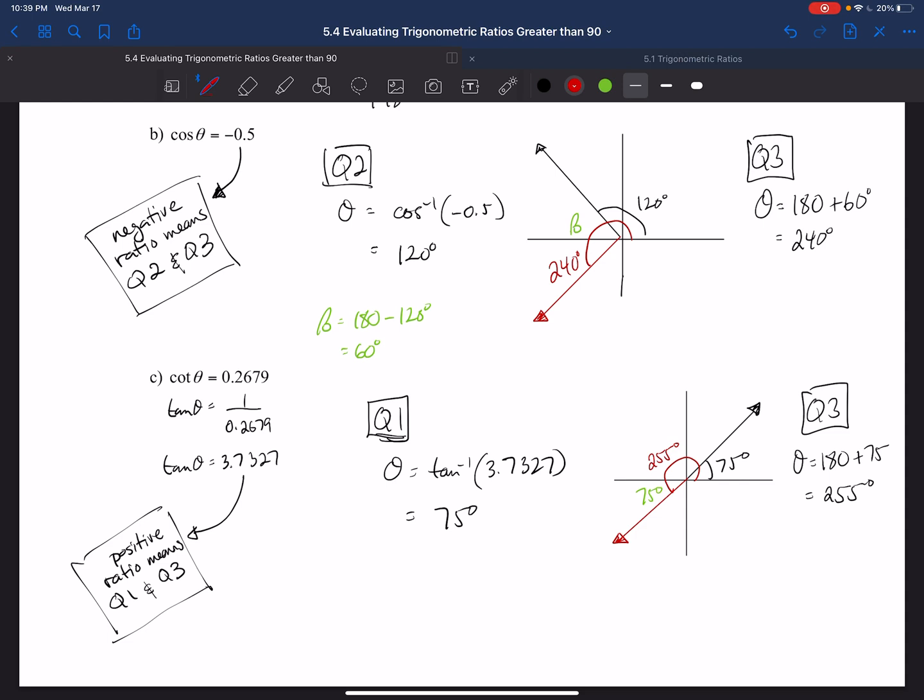Okay, so every ratio has two angles that belong to it. You just have to figure out what quadrant they're in and what angle it is. And that depends on the CAST rule. So you're looking to see what the ratio is and if it's positive or negative. And then you think about the CAST rule and think about where cos is positive, where is cos negative, sine, tan, where are they positive and negative.